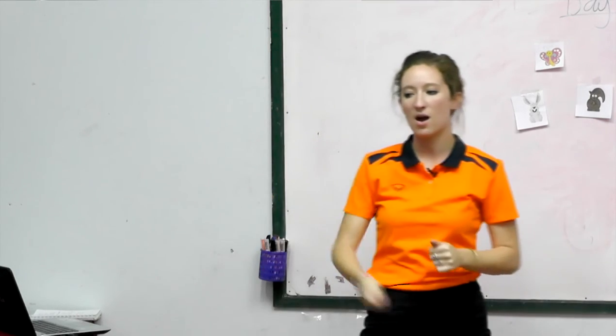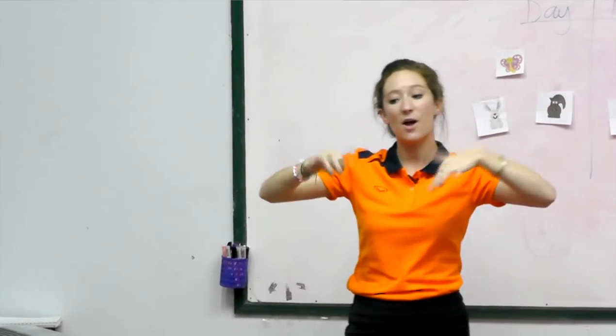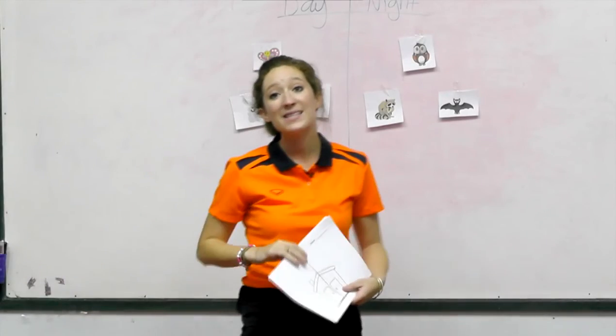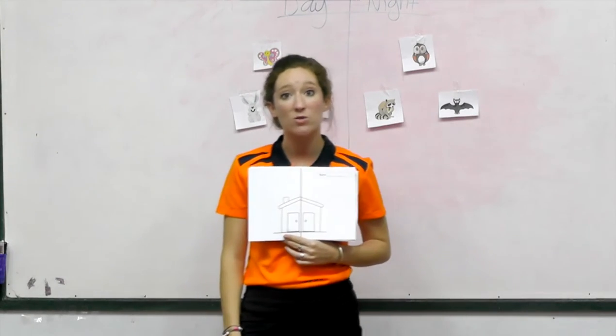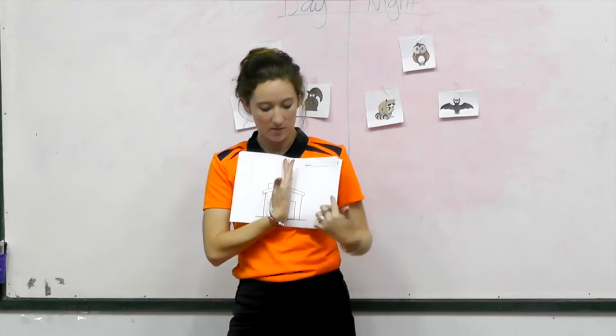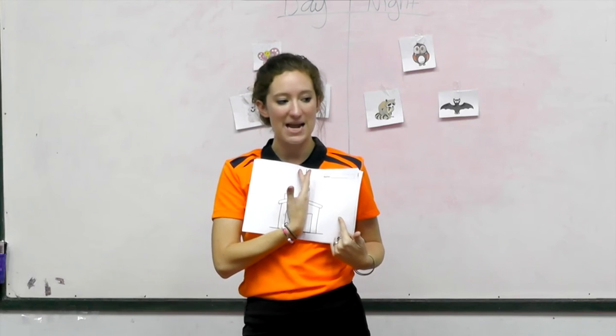So we used our black for night, yellow for day. Good job. Thanks, everybody, for practicing. I'll come pick up your cards. All right, so the last thing we'll do together for this lesson is a worksheet. Looks like this. What do we call this? Home. Home or a house. Our home. So what we're going to do, as you can tell, it's divided into two. One side's going to be day. One side's going to be night.